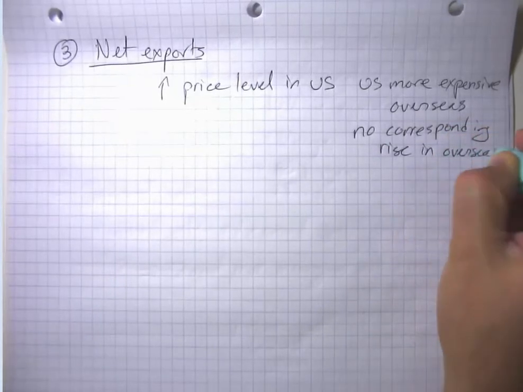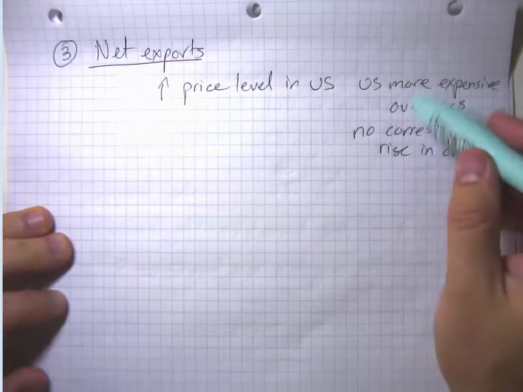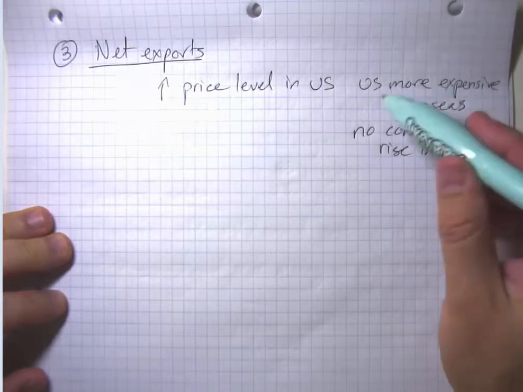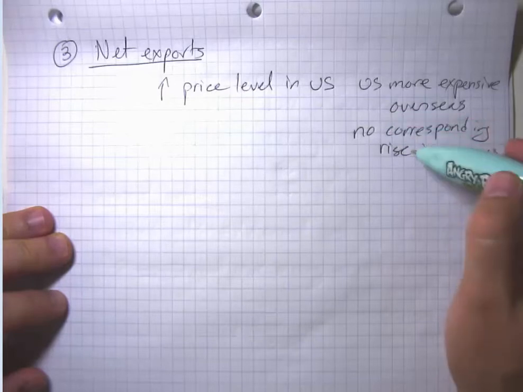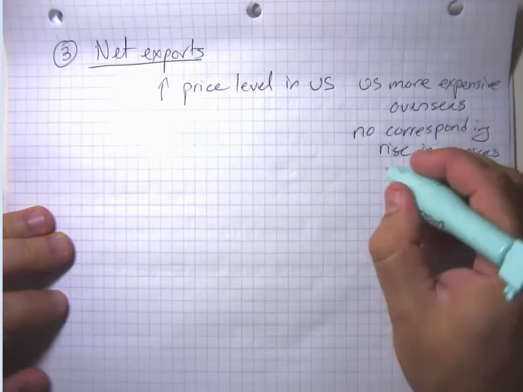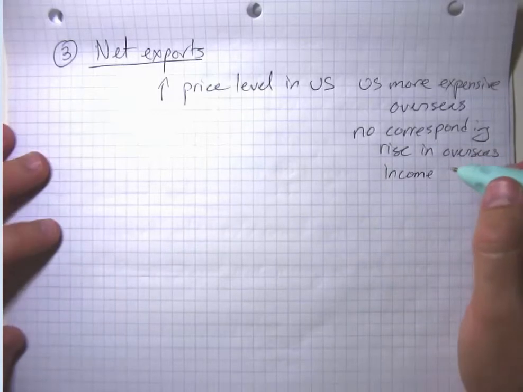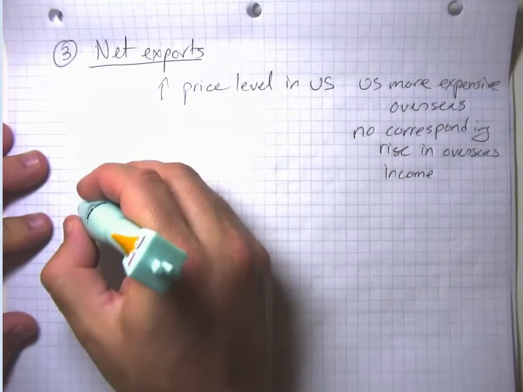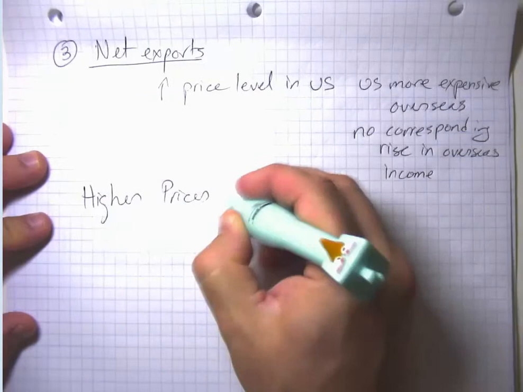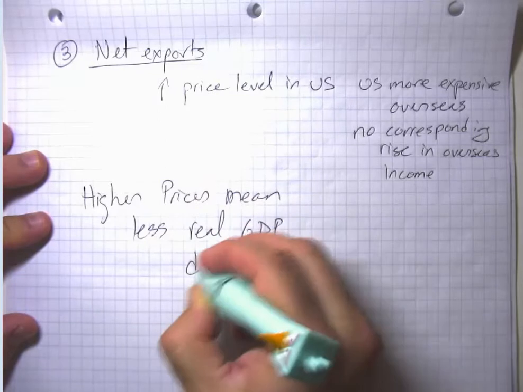So in the domestic case, Bob had higher income, and that canceled out the fact that Alice might buy less. Here, if U.S. goods are more expensive, it isn't somehow that U.S. goods being more expensive causes suppliers in Mexico to have more money suddenly. So there's no corresponding rise in overseas incomes, and so there's a net fall in the demand for U.S. exports. So those are our main three reasons why a higher price level does in fact mean less real GDP demanded.